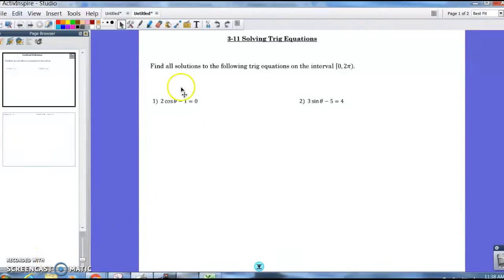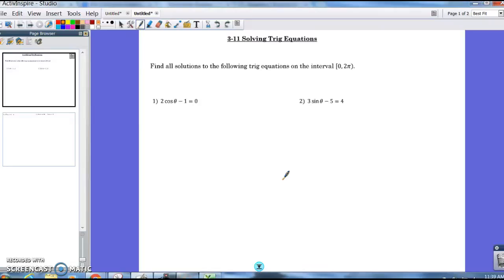Hey everyone, today we're going to talk about solving trig equations, and this is the first part of it. We're just going to do the basic linear type equations today, and then on Monday we'll get into the quadratic forms of the equations. But today I want to just talk to you about how we're going to do this.